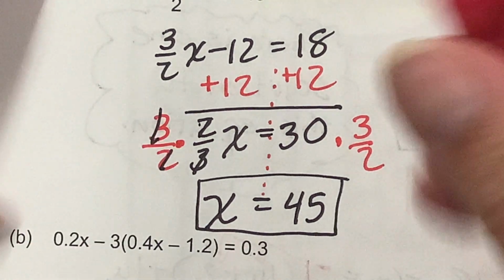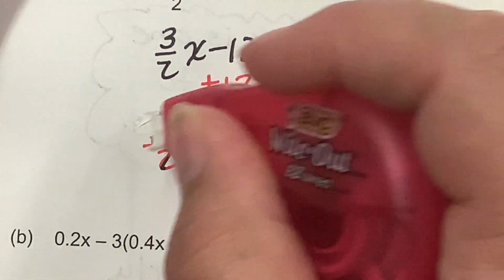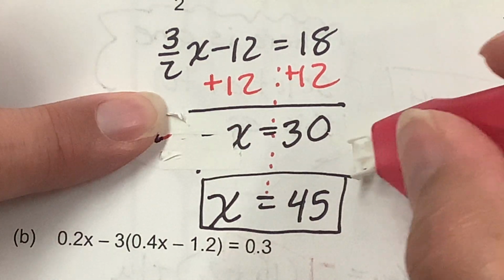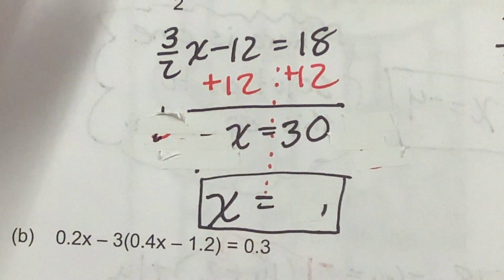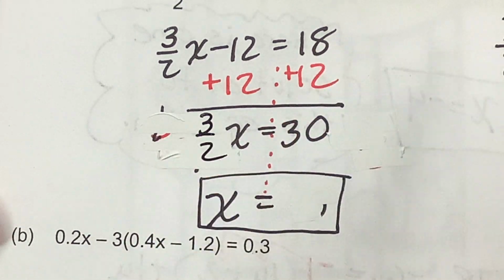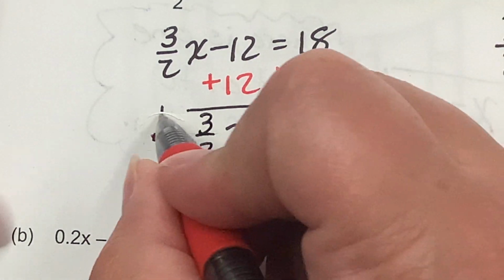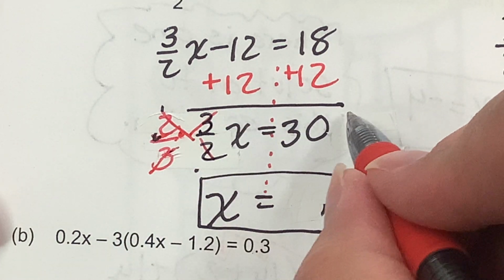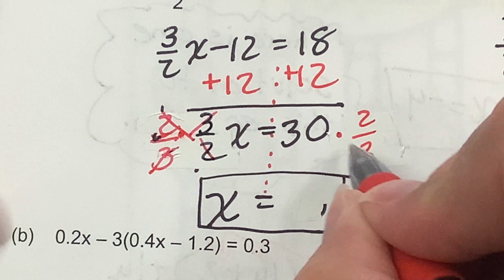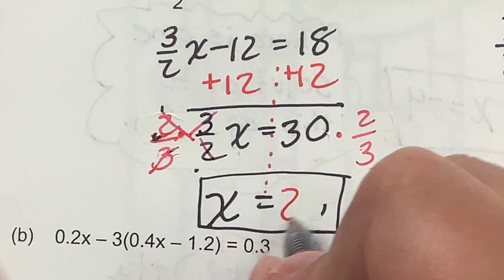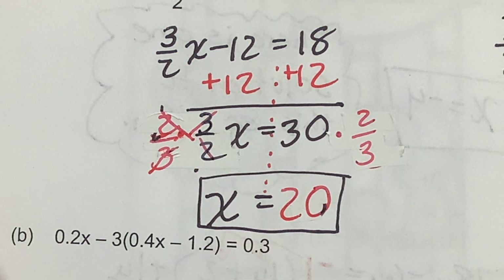It should be 3 over 2 times x. Not what I wrote. I did the mistake. Look at me making mistakes. Aren't I the worst? All right, so it should be 3 over 2x. And I'm going to multiply that times 2 over 3. And that still cancels. Now I have to multiply 30 times 2 over 3. 30 times 2 is 60. 60 divided by 3 is 20. So now I know my answer should be 20.